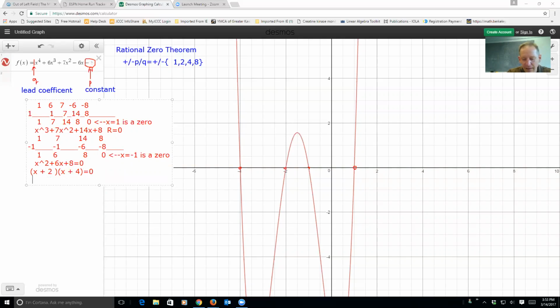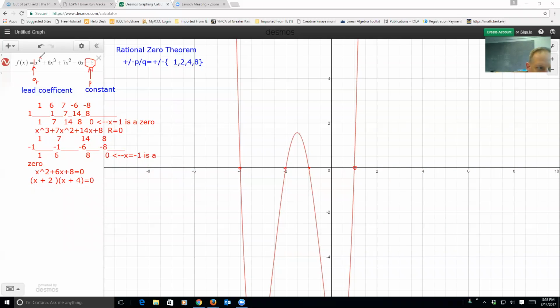So now we know that if we set each one individually equal to 0, that x equals negative 2 and x equals negative 4 are the other zeros. And by the way, from the fundamental theorem of algebra, we knew right off the top that there were going to be 4 zeros because that was our degree. So we knew right off the bat that there were going to be 4 zeros. And that's important because that will tell us when to stop.